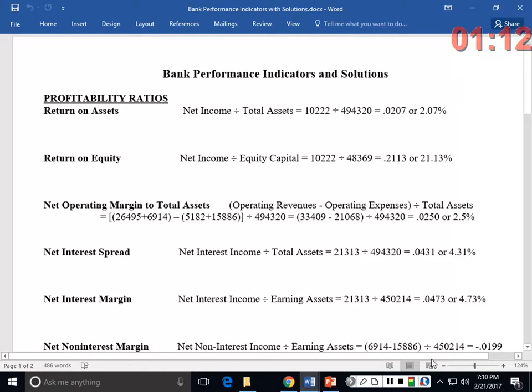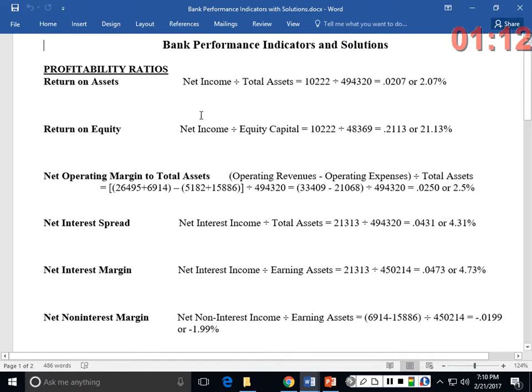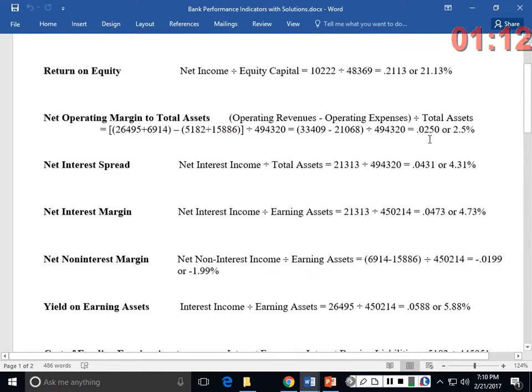Okay, so let's take a look at these. This is the solution page that you've got coming around. The first couple here under profitability ratios are ROA and ROE, net income divided by total assets. So this bank has a 2% ROA, which is typically pretty good, and a return on equity of 21.13%. Again, typically really, really good.